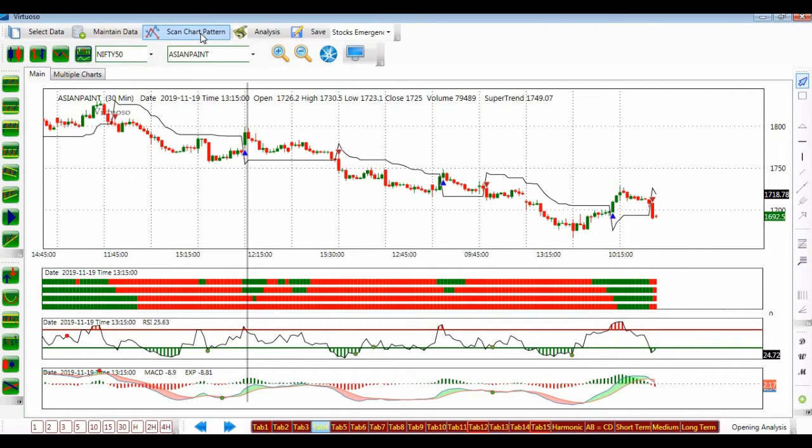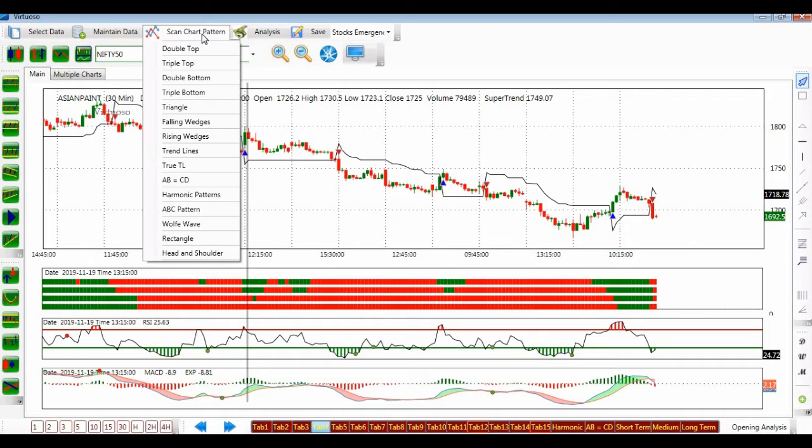Now the scan chart pattern. In technical analysis, you know that there are many chart patterns available to study. So we have selected some of the chart patterns: double top, double bottom, triple bottom, triangle, falling wedges, rising wedges, trend lines, true TL, AB equals CD, harmonic patterns, ABC patterns, wolf wave, rectangle, and head and shoulders. So these are automatic chart patterns.